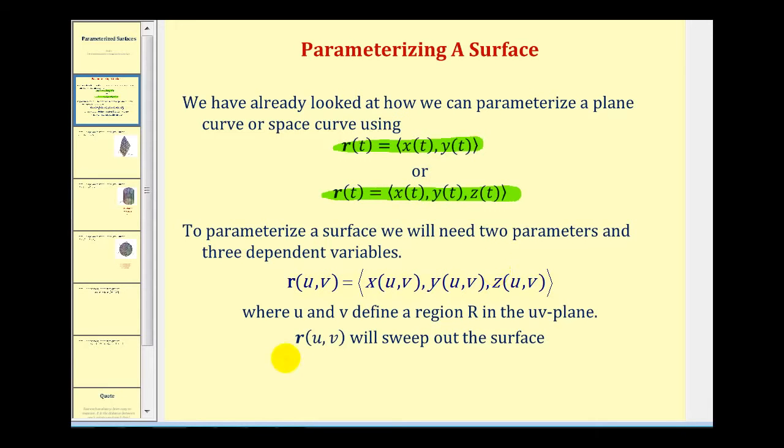And our two parameters u and v define a region R in the UV plane where the vector R of UV will sweep out the surface. So let's take a look at some examples of how to parameterize a surface.